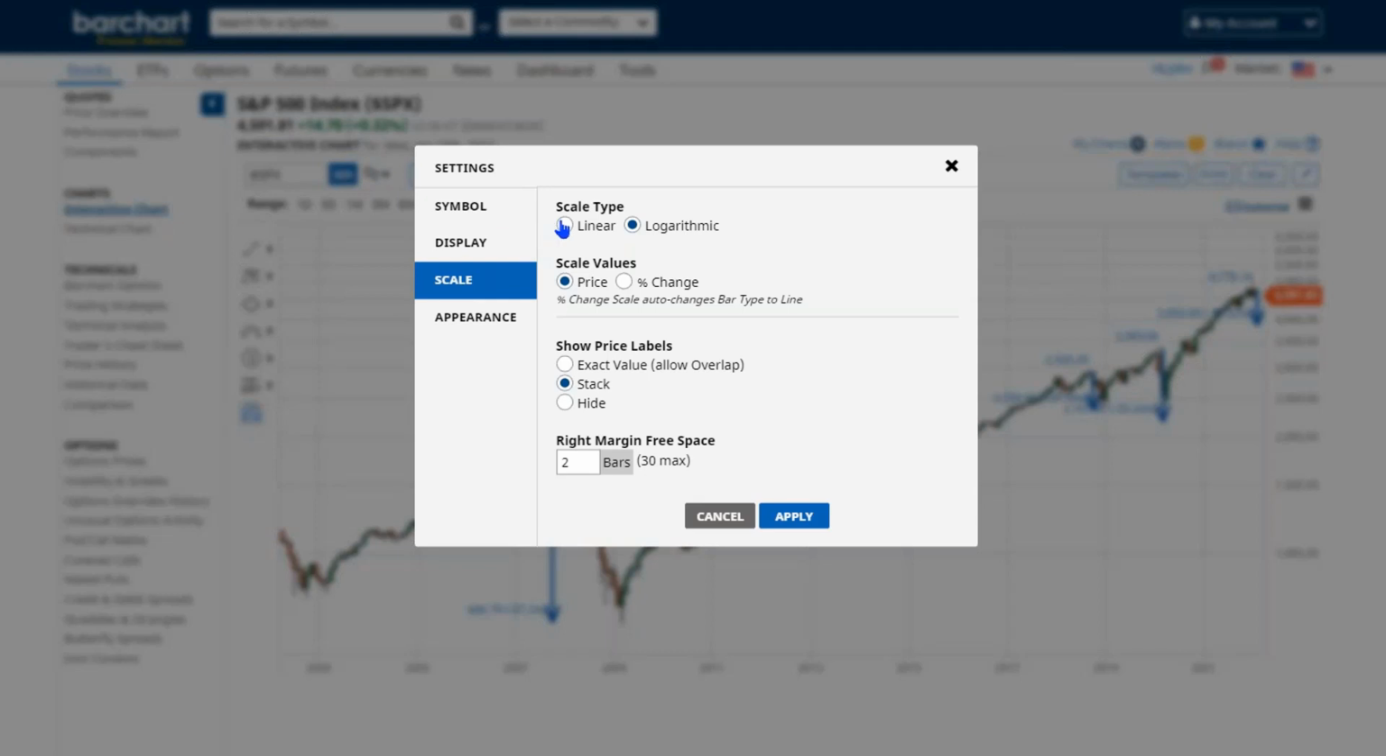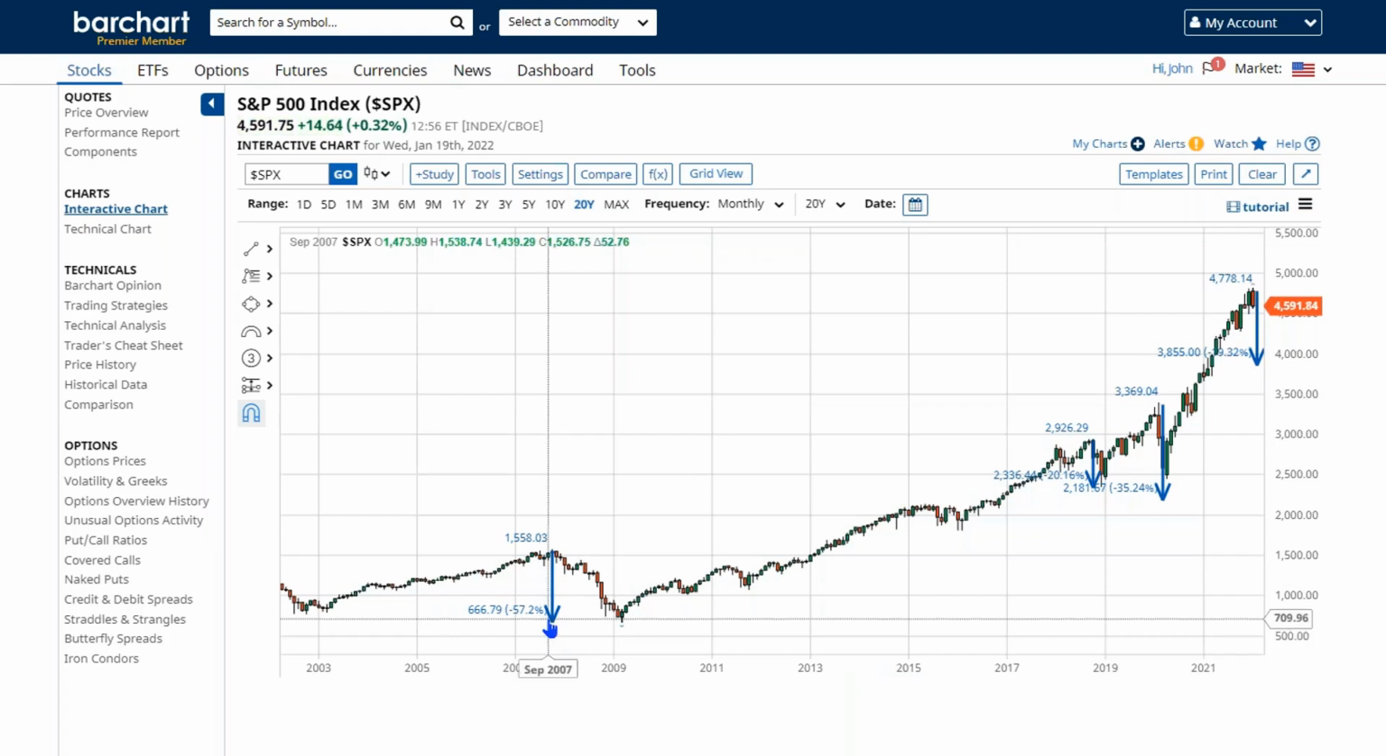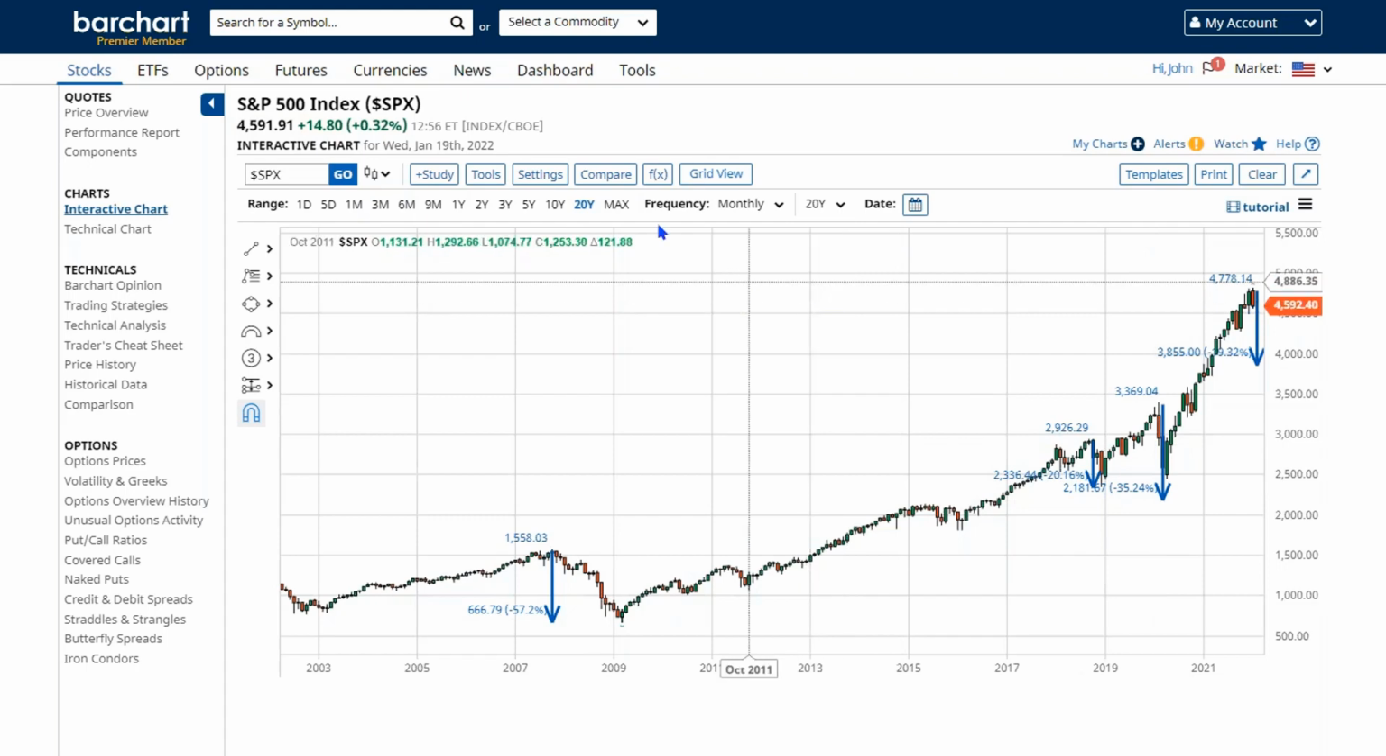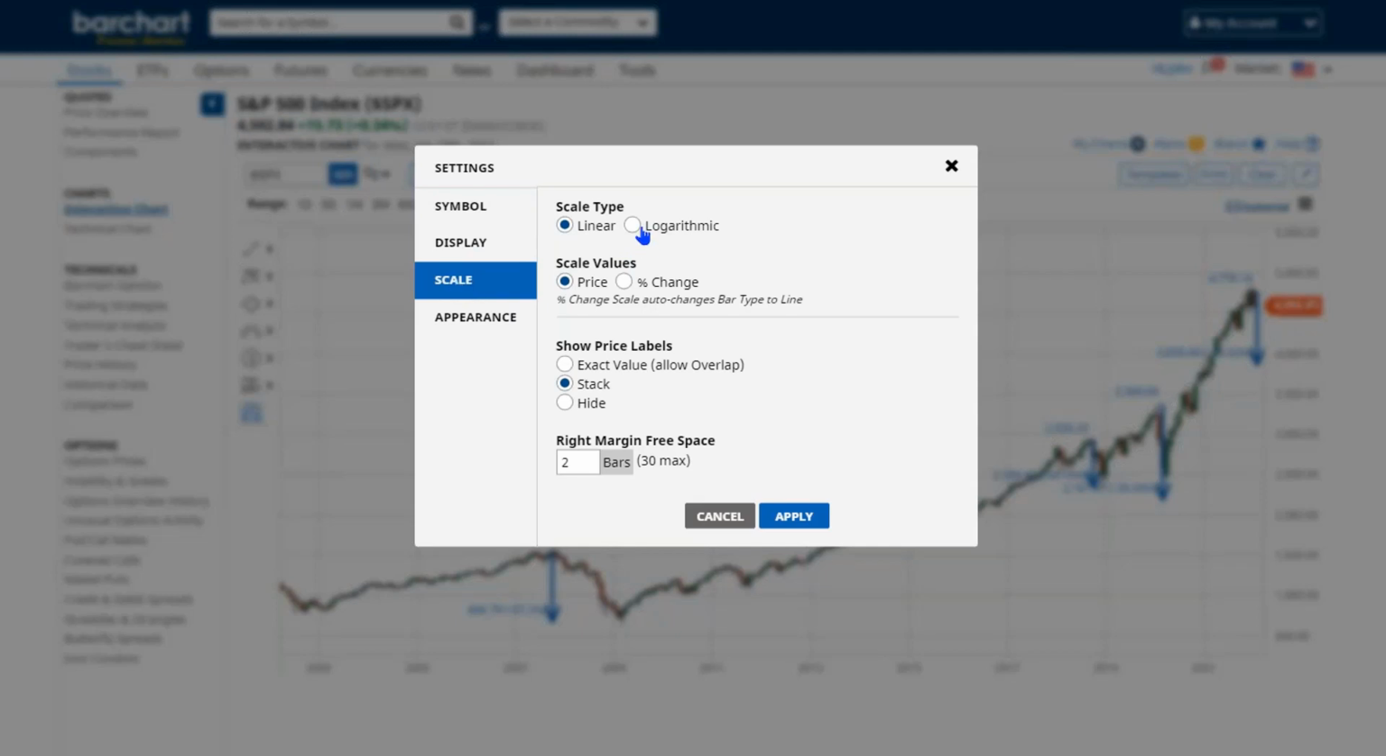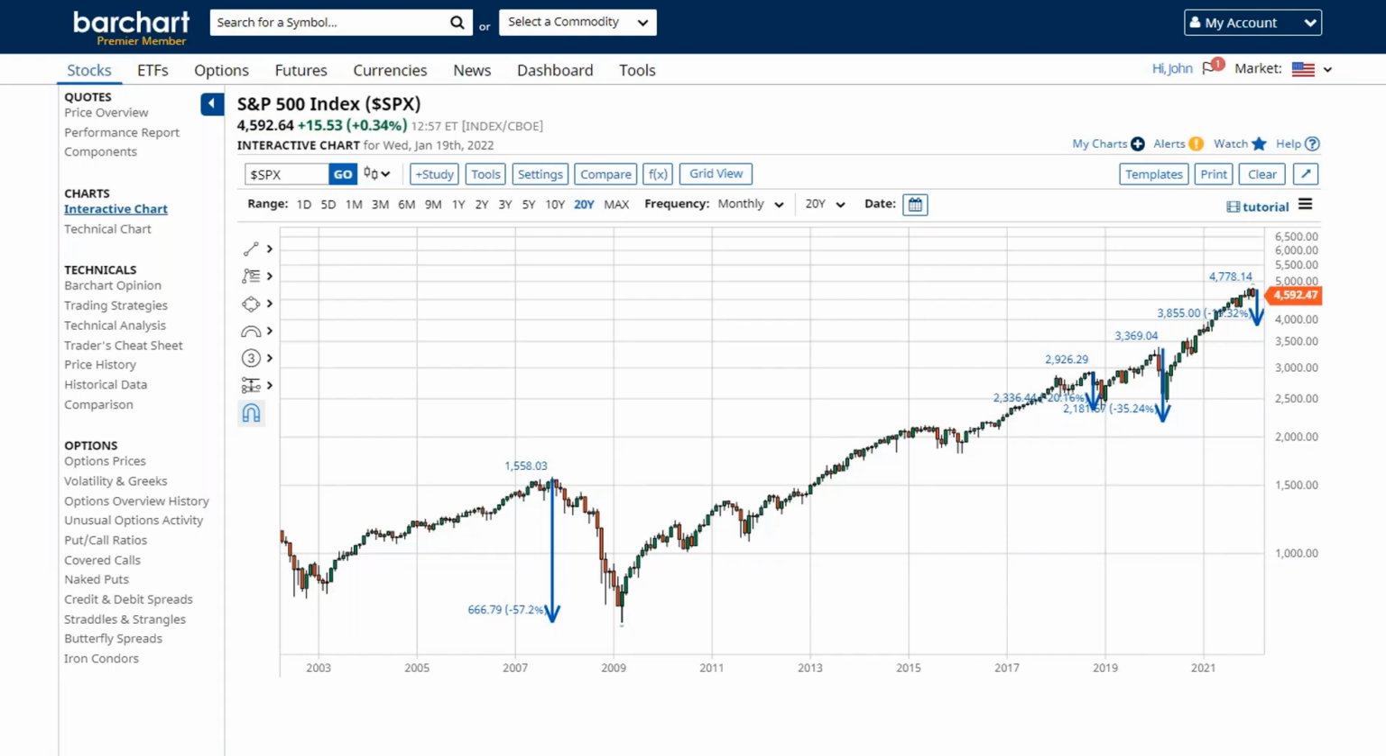If I change this back to a linear chart, notice that our big 57% movement here is much smaller than our 35% movement there. But if I change it back to the logarithmic, now the scale is correct based on the percentage. So just a little trader's advice here. If you're going to look at a stock that has moved a great distance in price or over a longer period of time, try out this chart scale and see if it doesn't give you a little bit of perspective. Okay.